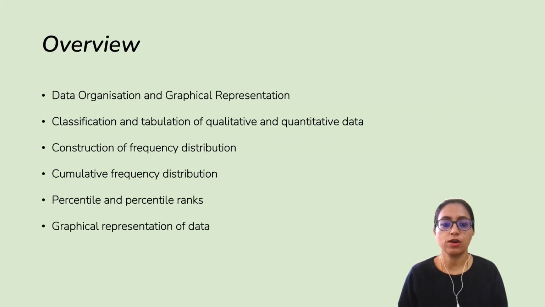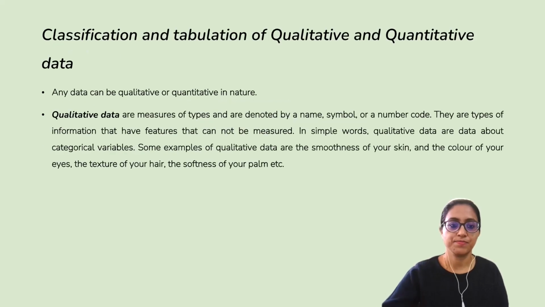We'll start with data organization and graphical representation. Then we'll move on to classification and tabulation of qualitative and quantitative data. Then we'll be discussing construction of frequency distribution, followed by cumulative frequency distribution. And then we'll conclude by discussing percentile and percentile ranks and graphical representation of data. Okay, so let us start.